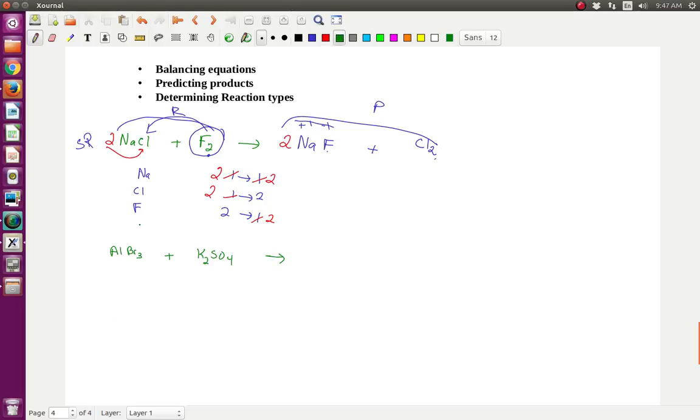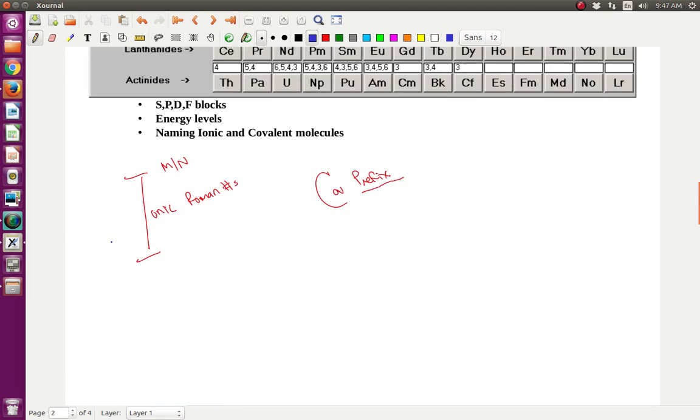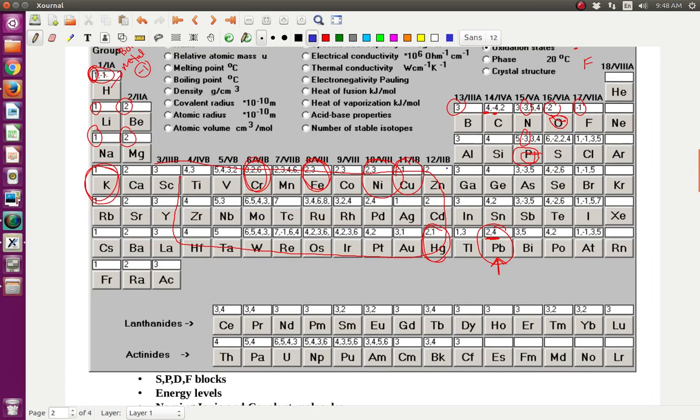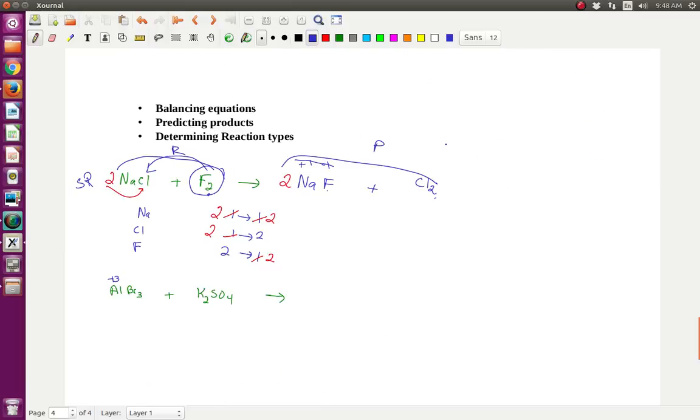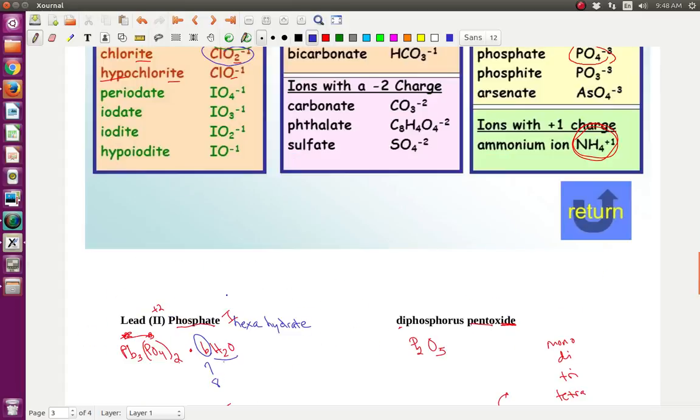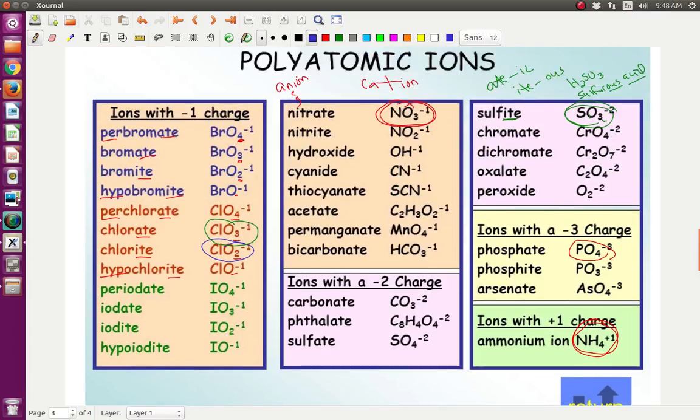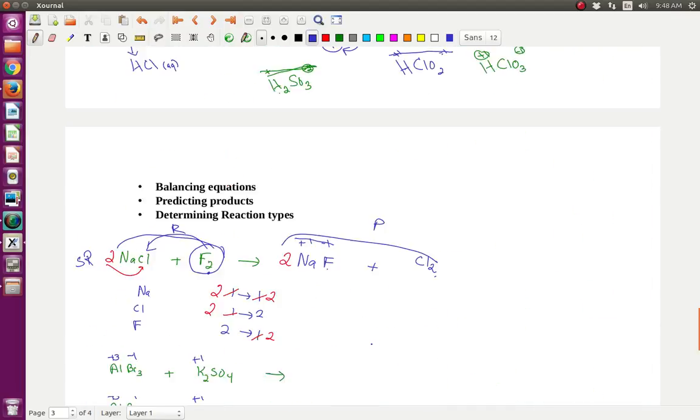All right, here we have aluminum. Aluminum has a +3 charge. I can go back up and look on the oxidation chart and find aluminum. Here it is, +3 charge. And bromine has a -1 charge. Potassium has a +1 charge, and this is sulfate, SO4. Go find sulfate right here with a -2 charge.